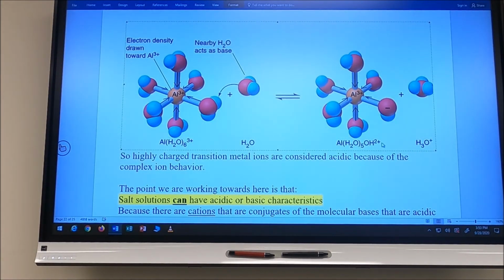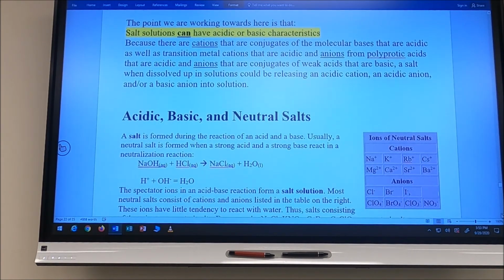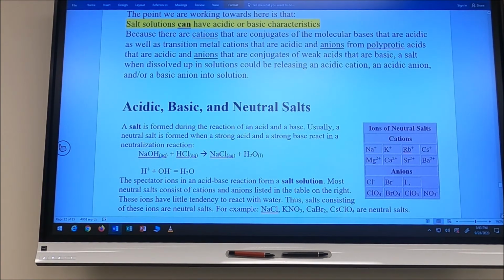What I'm trying to work toward here is that a salt solution could be acidic, could be basic, or could be neutral, depending on the nature of the cations and the anions that are in solution.